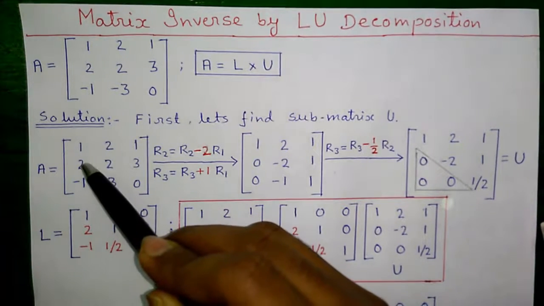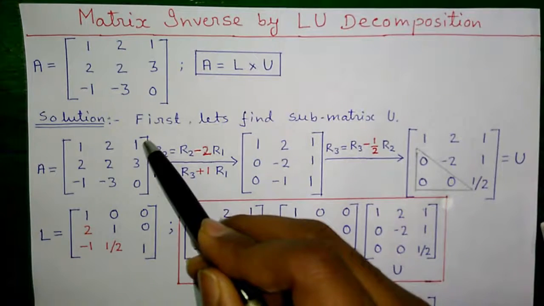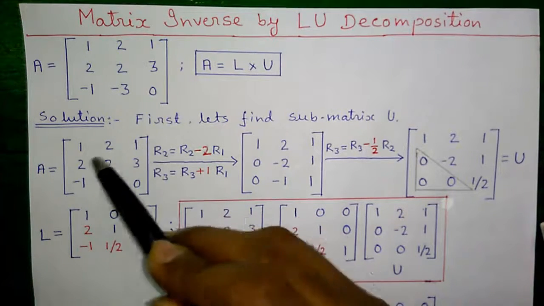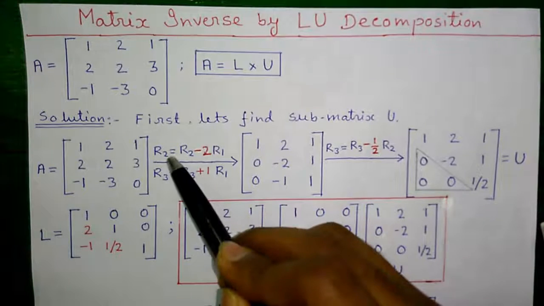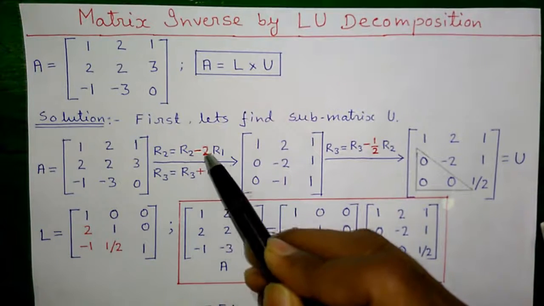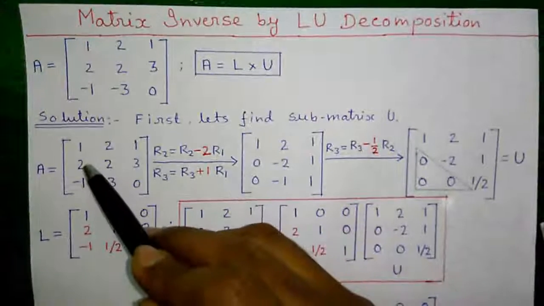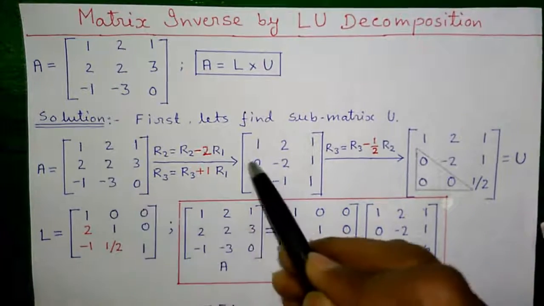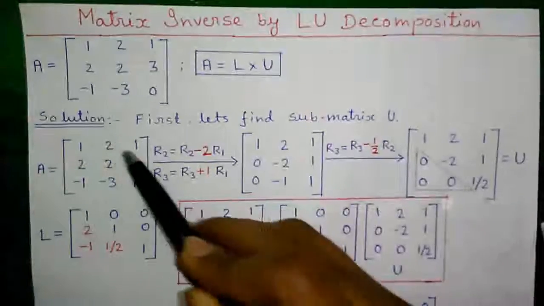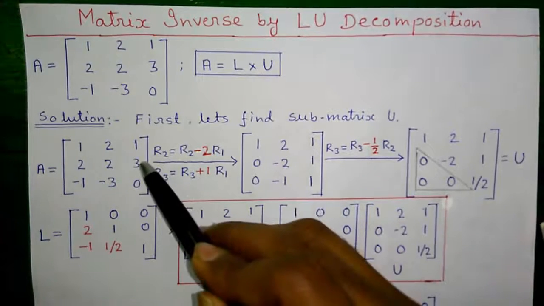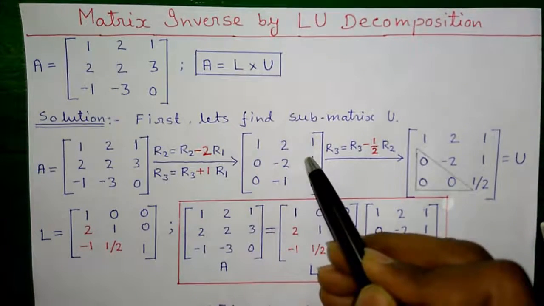To get a 0 at this position, we can multiply row 1 by 2 and subtract that from row 2. That's written here. R2 equals R2 minus 2 into R1. Let's do that. 2 minus 2 into 1 is 0. 2 minus 2 into 2 is -2. 3 minus 2 into 1 is 1.